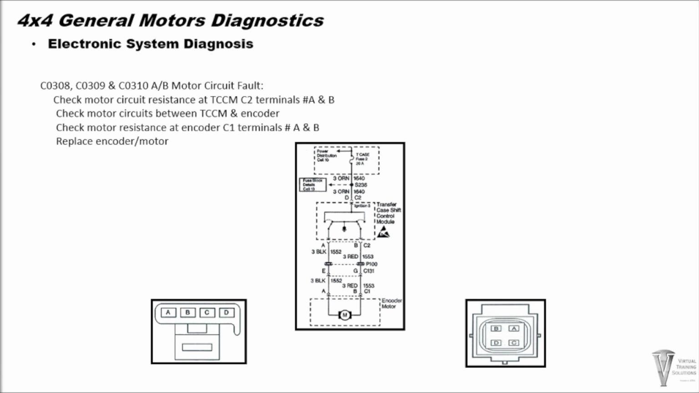For code C0308, C0309, and C0310, AB motor circuit faults, you can check the AB motor circuit by back probing into the transfer case control module C2 connector terminals at B and A and performing a continuity test through the motor circuit. The resistance of the AB motor circuit should be between 5 and 35 ohms. If the resistance at the transfer case control module C2 connector is correct, suspect a faulty transfer case control module.